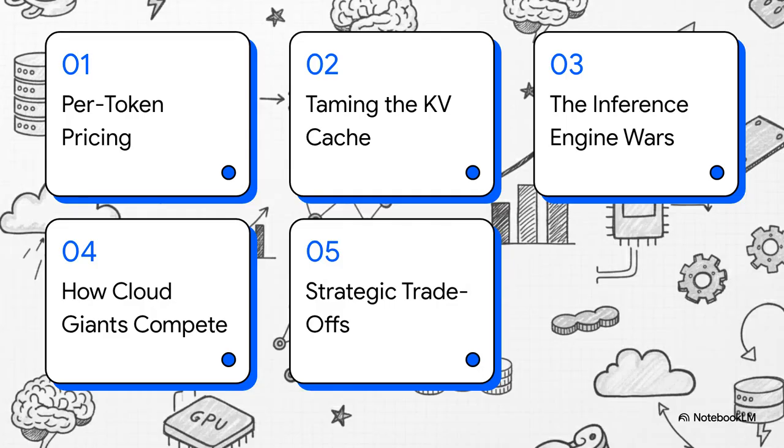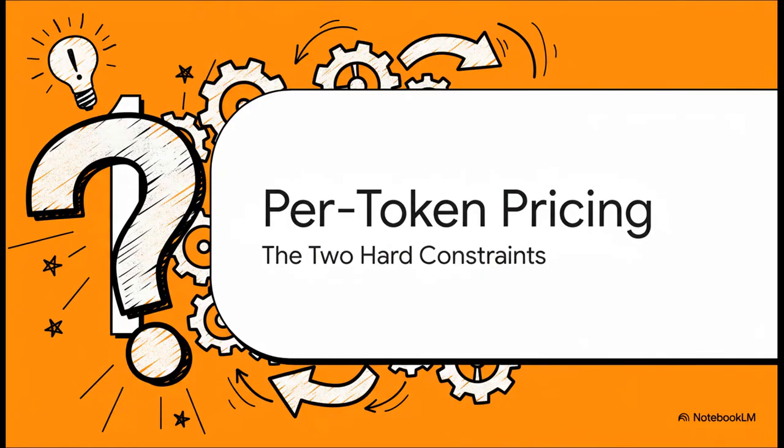So here's the plan. We'll start by breaking down the fundamental constraints that make this whole thing so expensive. Then, we'll dive into the key innovation that's taming those costs. It's all about something called the KV cache. From there, we'll check out the competitive world of inference engines, see how the big cloud companies package it all up, and wrap up with the strategic choices you need to be thinking about. All right, let's get right to it.